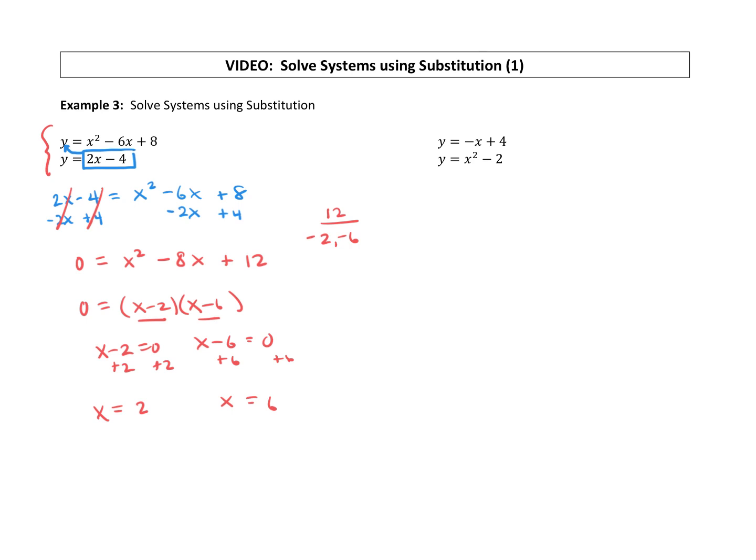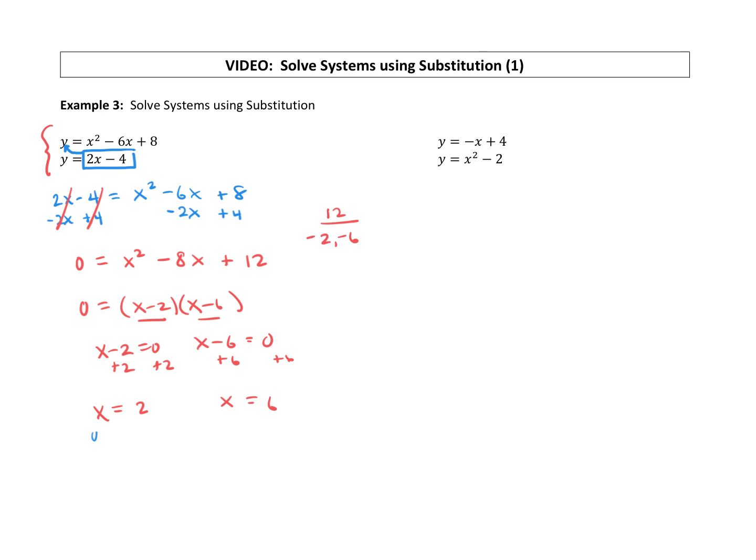If the original problem is an equation with just x's, then you only want the x coordinates as your answer. Okay, so we are going to take a 2. We can plug it into either equation. We'll get the same answer. So I'm going to pick the easier equation.